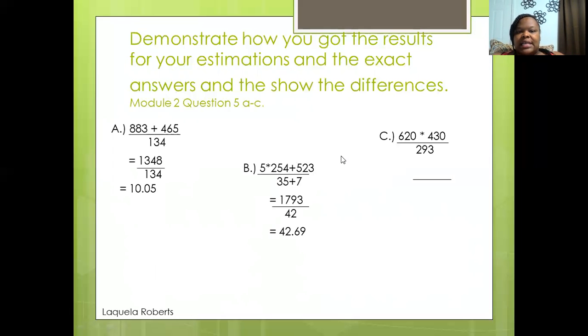C, we got 620 times 430 divided by 293, and that gives us 266,600 divided by 293 and gives us 909.89.